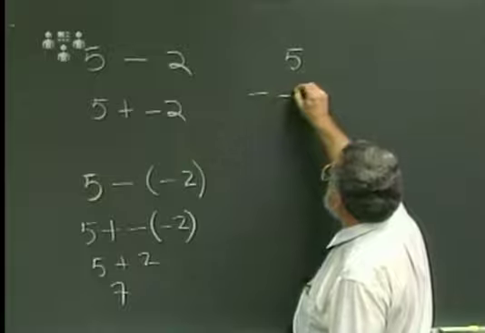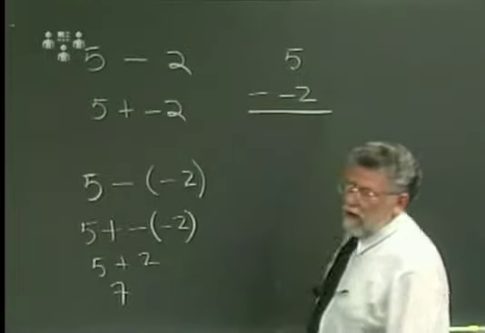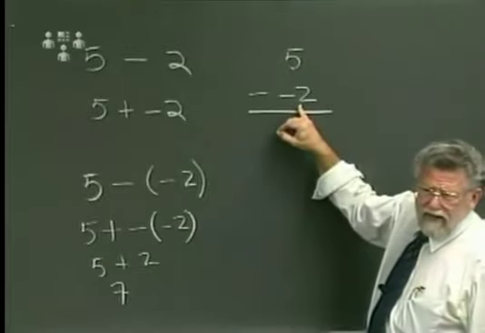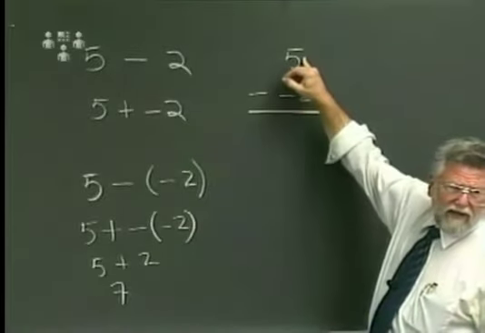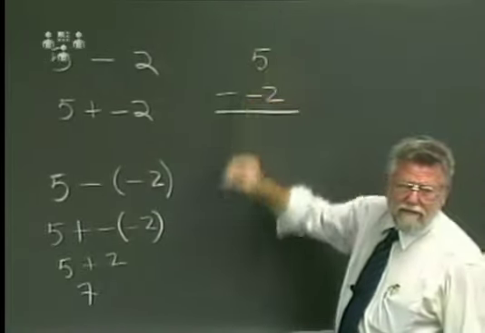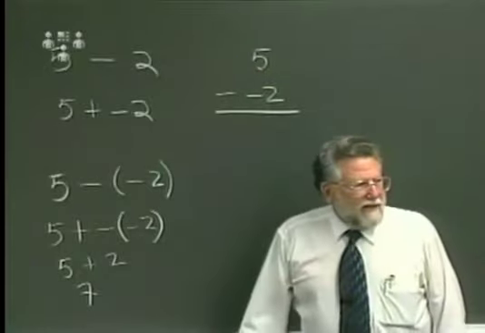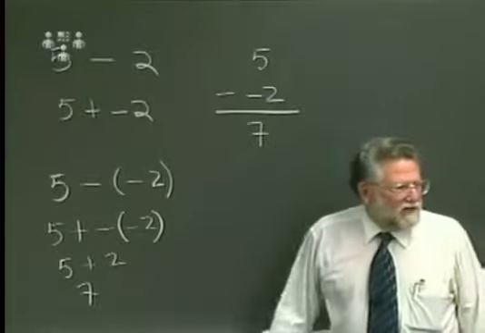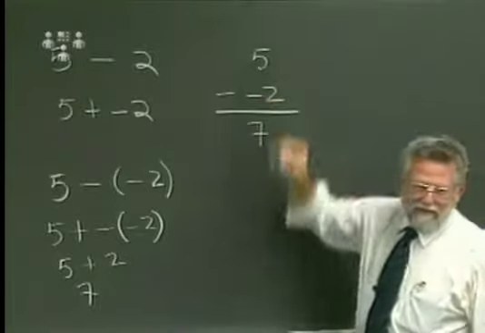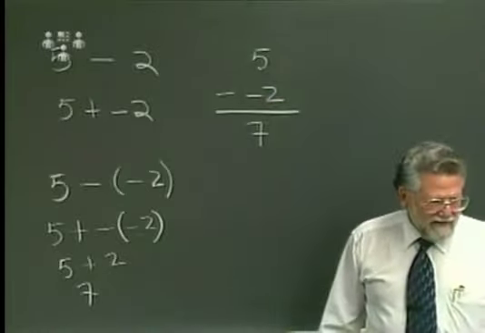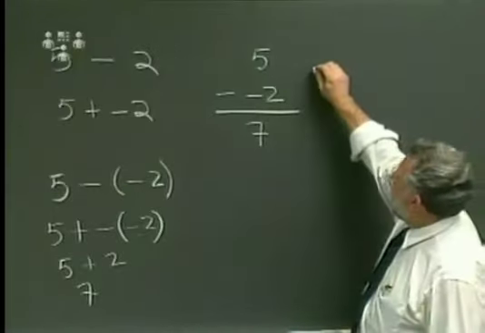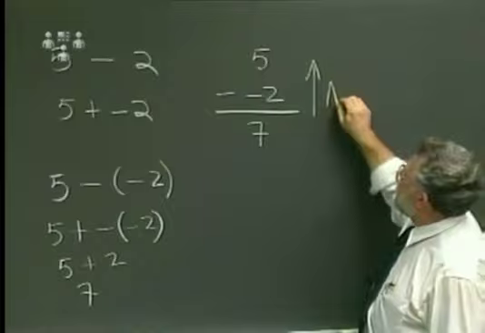Five subtract negative 2. Austrian method. What do I have to add to negative 2 to get 5? 7. Because 7 plus negative 2 is 5. Right? So the Austrian method, where you're adding up this way.